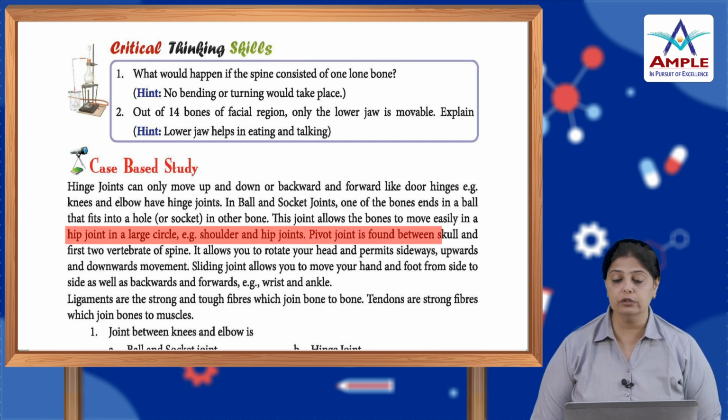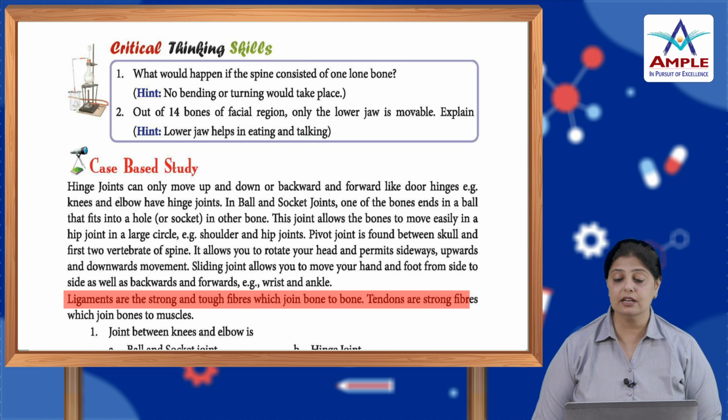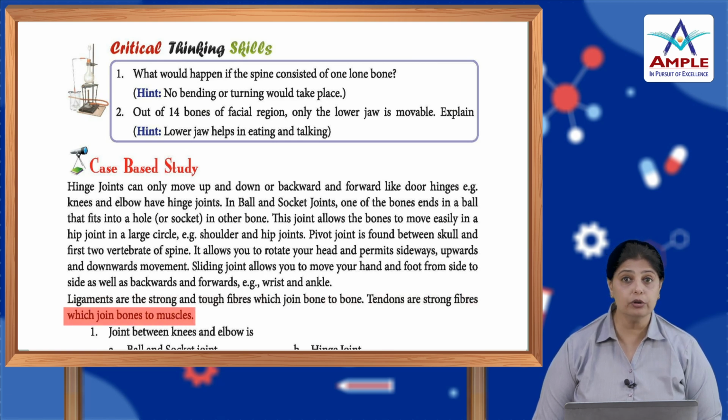Pivot joint is found between the skull and the first two vertebrae of the spine. It allows you to rotate your head and permits sideways, upwards and downward movement. Sliding joint allows you to move your hand and foot from side to side as well as backwards and forwards. Example, wrist and ankle. Ligaments are the strong and tough fibers which join bone to bone, and tendons are strong fibers that join the bones to muscles.